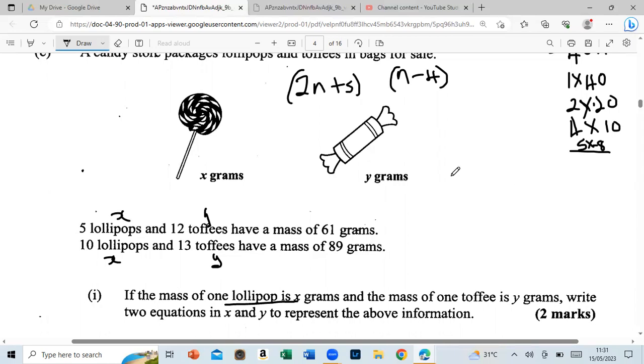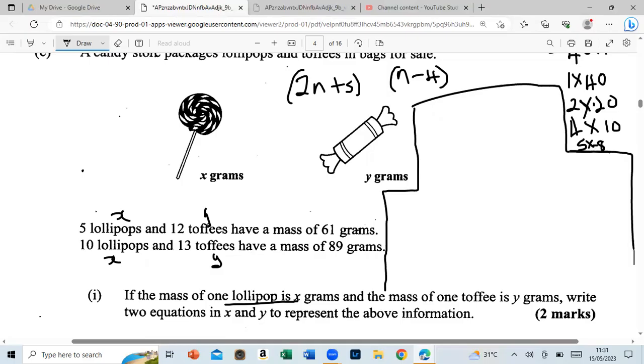Welcome, welcome. I'm going to write it here because they might ask us to go and solve the equation. If I know CSEC very well, they probably ask us the value of it. So let me just match it up from now. So we have 5 lollipops, 5x, plus 12 toffees, which is 12y, and that should give us 61.